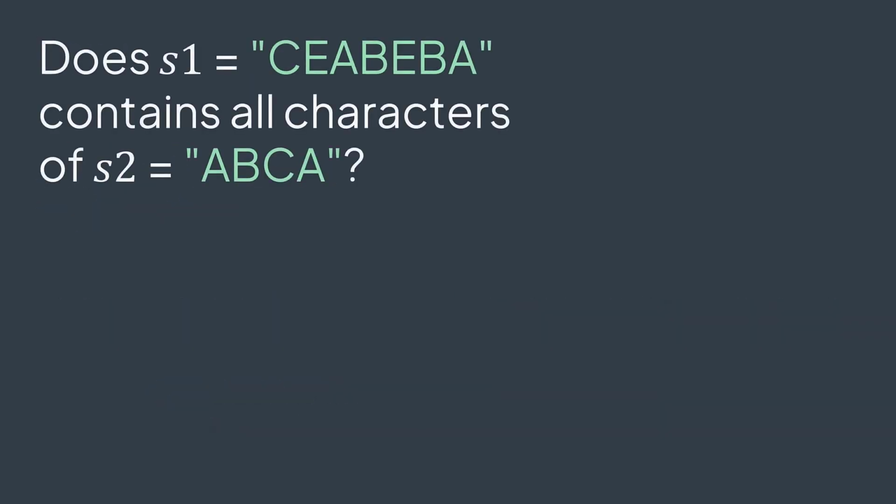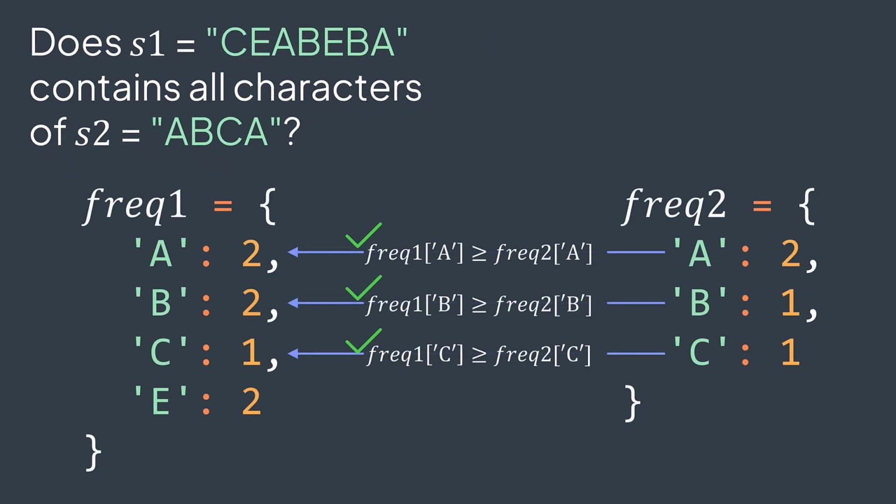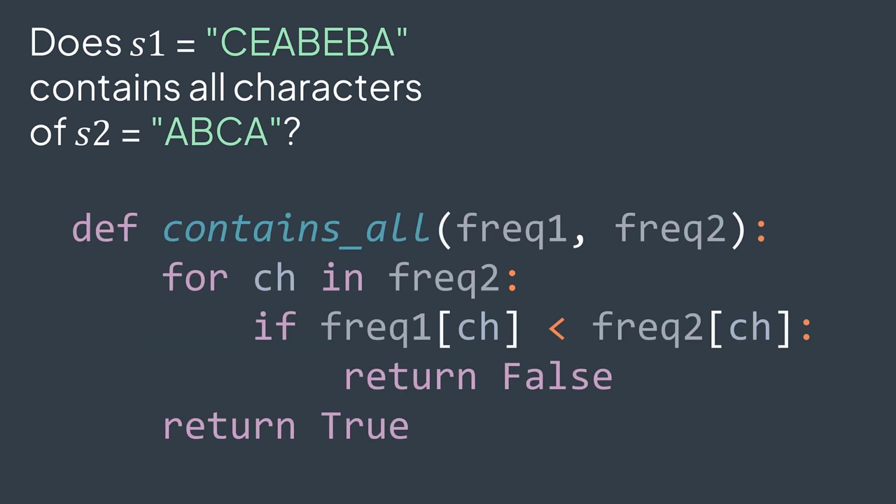First of all, how can we know that a string contains all characters of another one? We can know it by having the counter of frequencies of each string, the one we use in the valid anagram problem. If frec1 is the counter of s1 and frec2 the counter of s2, for every distinct character of s2, frec1 of ch must be greater than or equal to frec2 of ch. In other words, s1 must have at least the number of occurrences of ch in s2. In code, we write, for each ch in frec2, if frec1 of ch is smaller than frec2 of ch, we return false. After the loop, we return true.